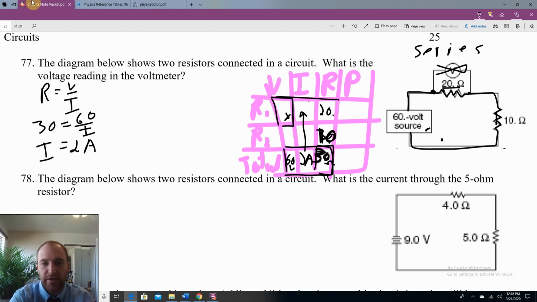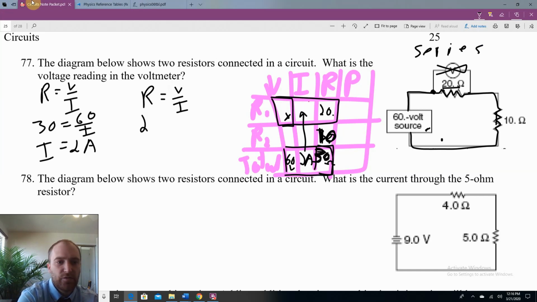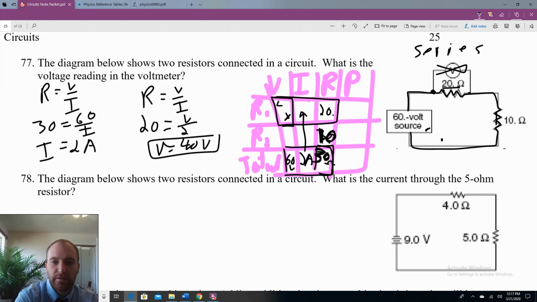Which means that finally we're ready to answer the question using that top row, R equals V over I. R is 20. V is what we're solving for. We know the current is 2. Multiply across and you get 40 volts for this device. And that is our answer.